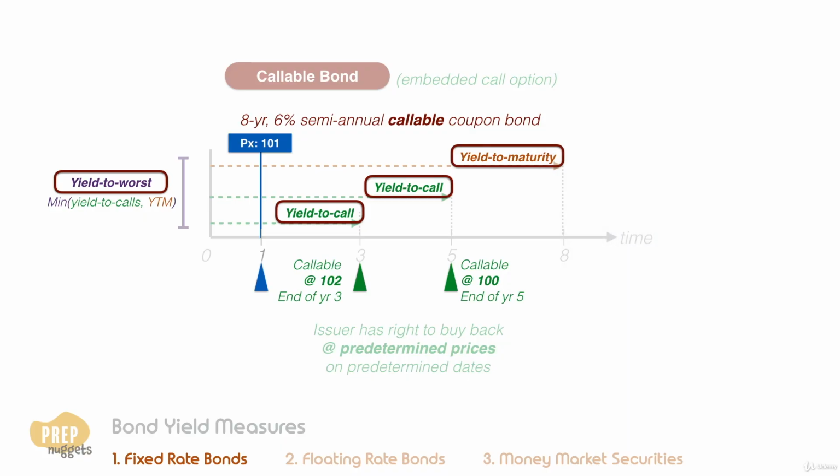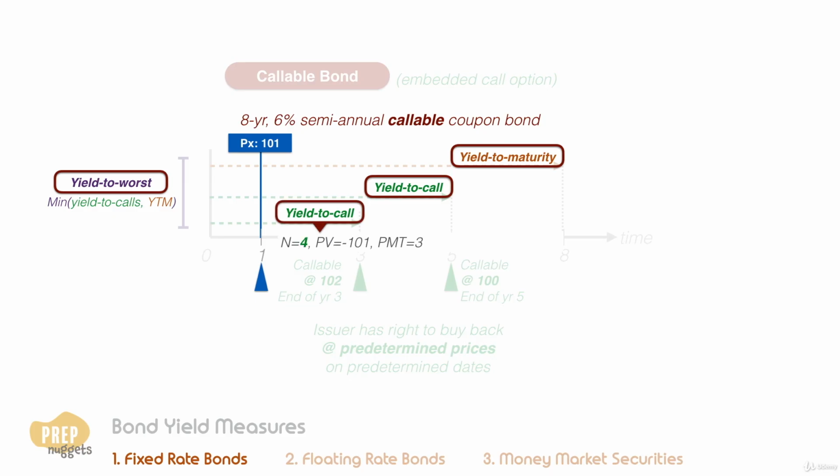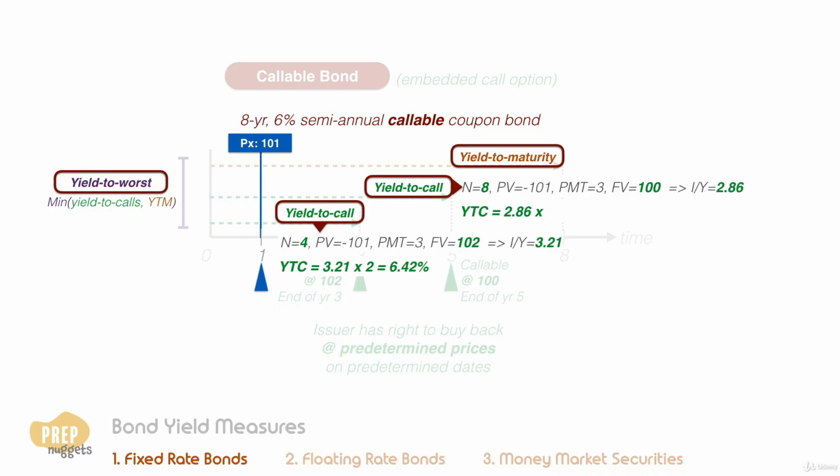And we're back. Working out the yield to call is the same as working on the yield to maturity. Just assume that the bond matures on the call date. So in this first case, there are 4 periods to the first call date where the bond is redeemed at 102. Use your TVM calculator and we get a yield of 6.42%. For the second call date, there are 8 periods to call date where the bond is redeemed at par. Use your TVM calculator and we get a yield of 5.72%.